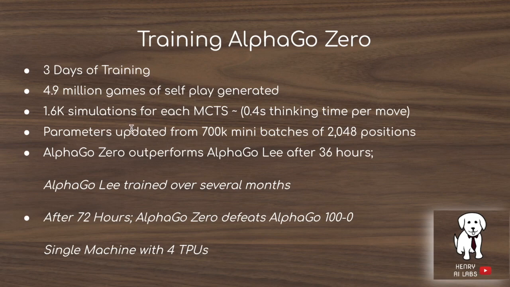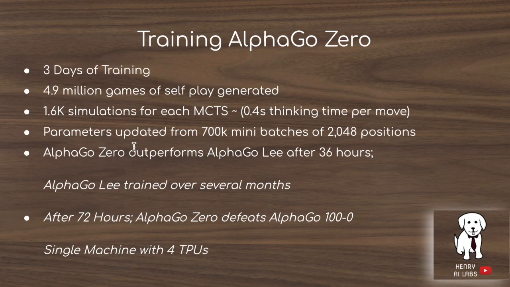So then the parameters of the neural network, this 20-layer residual network with the 2 separate heads, are updated from the 700,000 mini batches. These are pairs of the state, the policy produced by the Monte Carlo tree search, and then the result that ended up happening in that full game sequence.